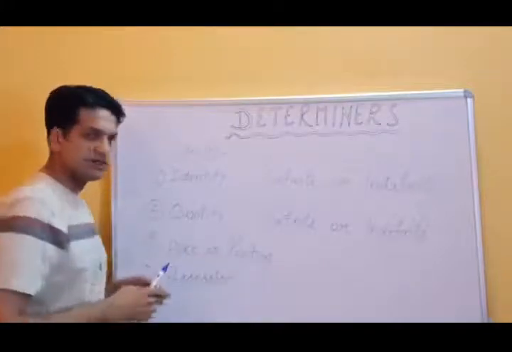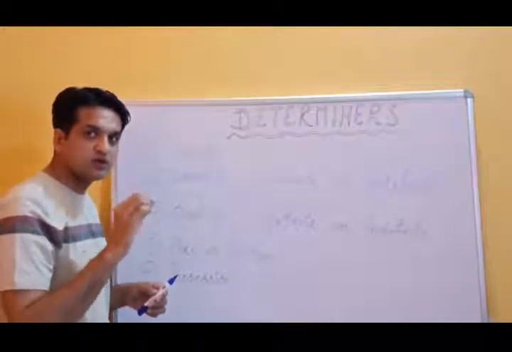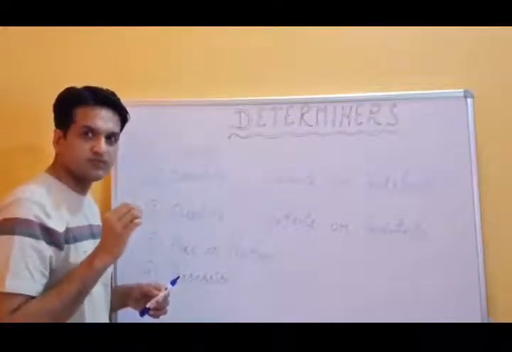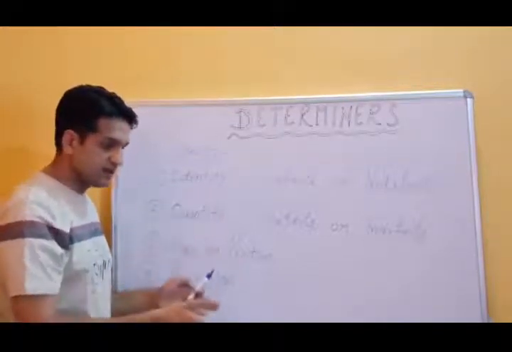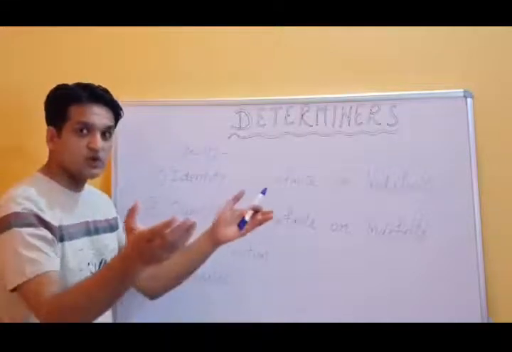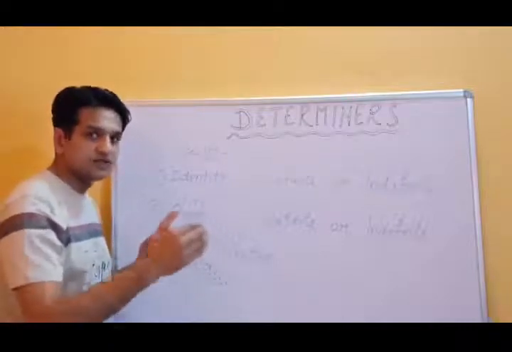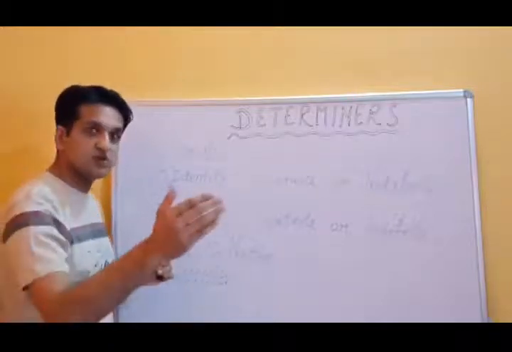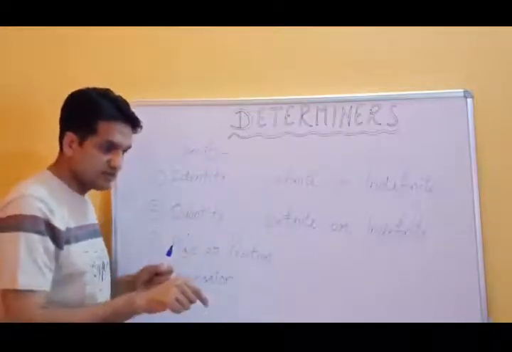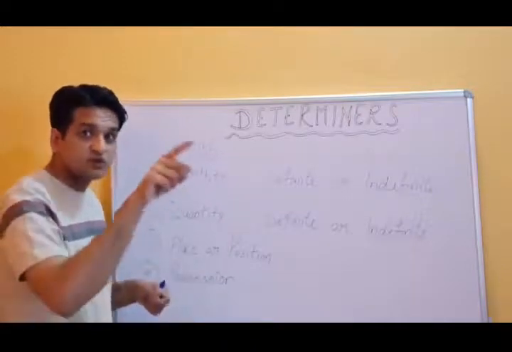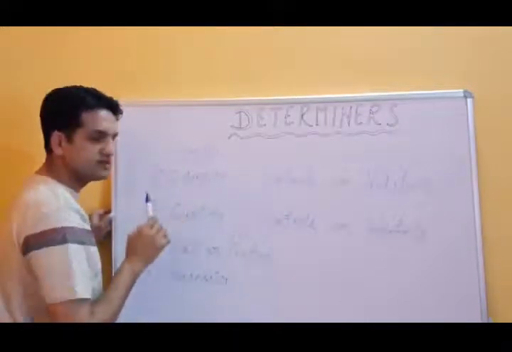Place or position. In a sentence, sometimes we need to specify the place or position of a noun. For example, this is my book. That is yours. These are my belongings. Those are yours. Here I am specifying the position of the nouns. This, that, these, those. Also I am specifying the position and the quantity. So determiners help us to specify the place or position.